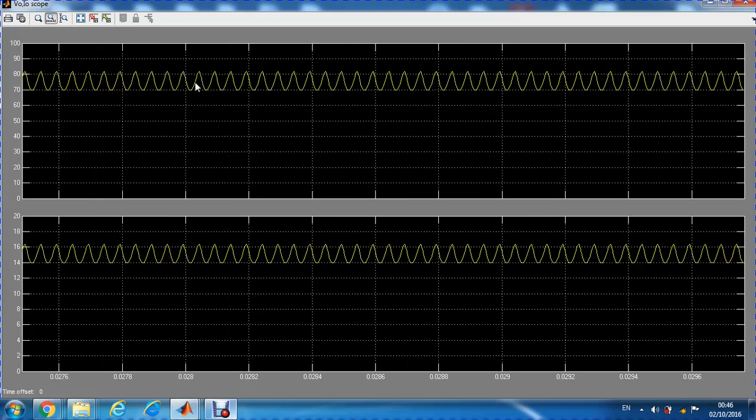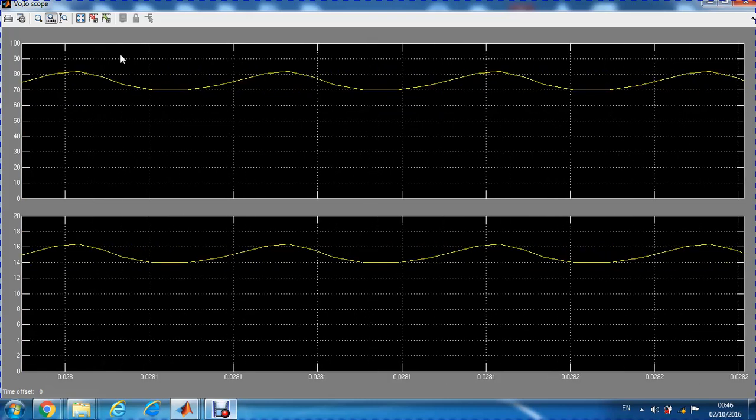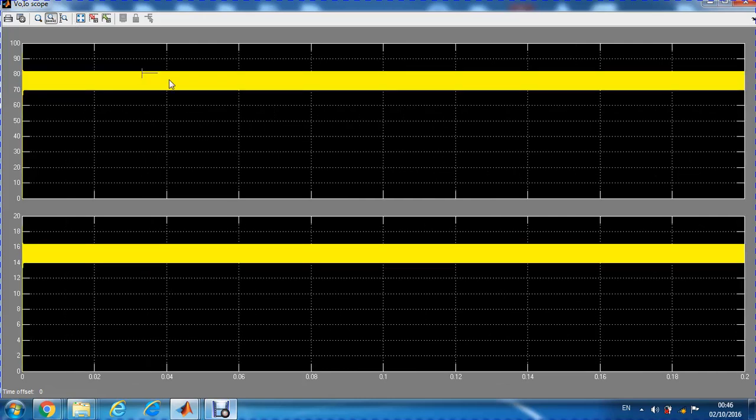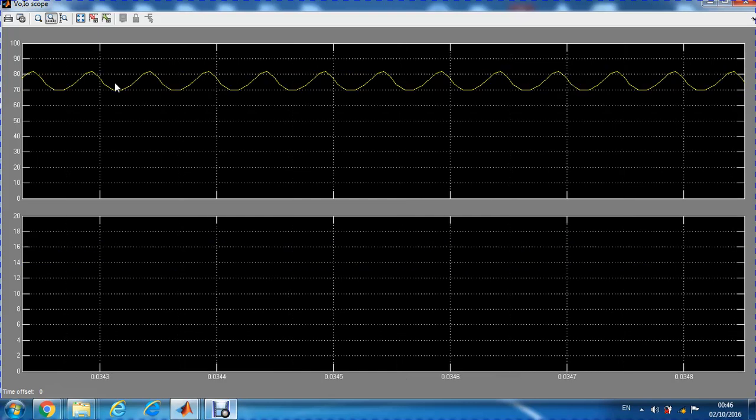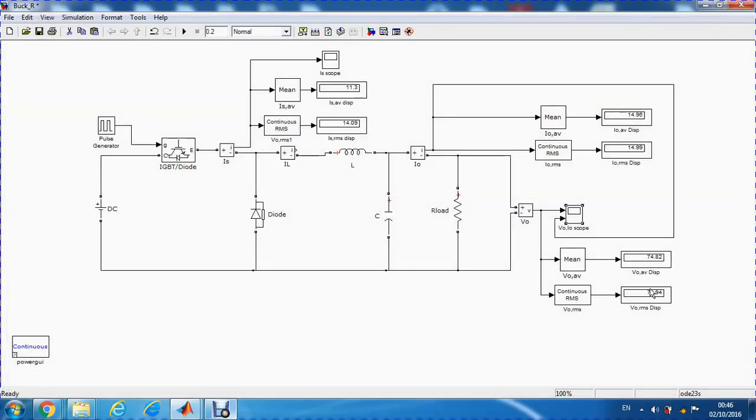So the waveform is the same. Yes. The peak value is around 10 volts, V peak to peak, and the current is around 4 amps. The average value of the voltage is 75, and the average value of the current is 15. The RMS is 15 as well.